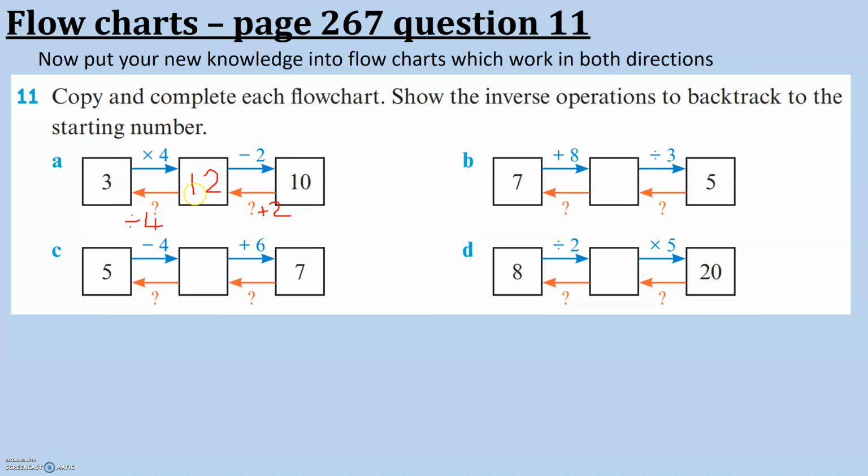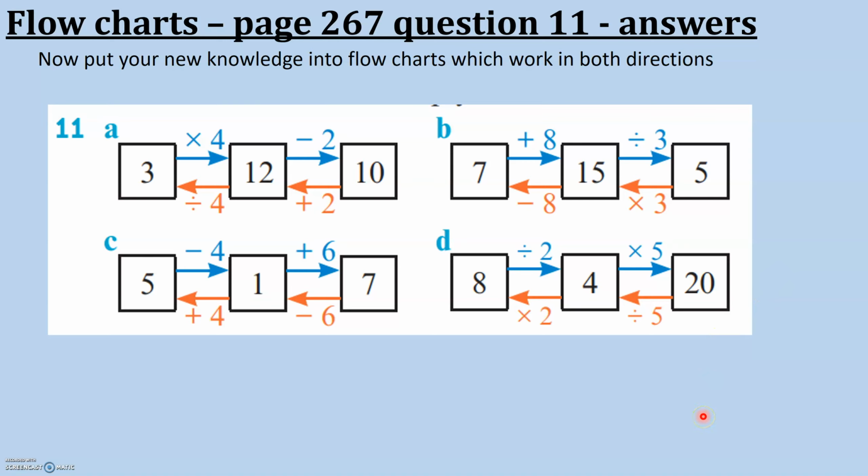Now we're going to check that that's true. So 3 times 4 is 12, and 12 divided by 4 is 3. So far so good. 12 take 2 is 10, and 10 plus 2 is 12. So that's how you can check your answers as you go. So pause the video and fill in the rest of these flowcharts. All right, again, pause the video and your answers should look like this.